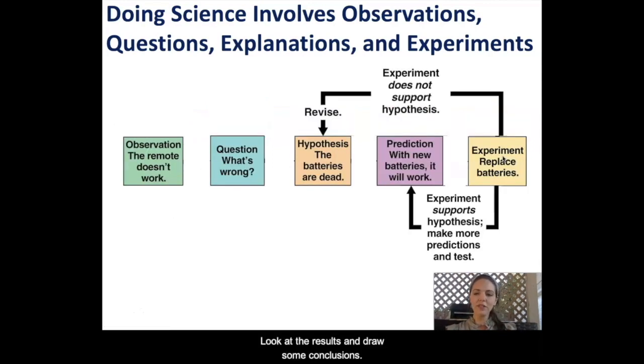Okay, and look at the results and draw some conclusions. So you change the batteries and the remote works. Great. It was the batteries, right? The experiment supports the hypothesis. If you change the batteries and the remote still doesn't work, you need to revise this hypothesis.